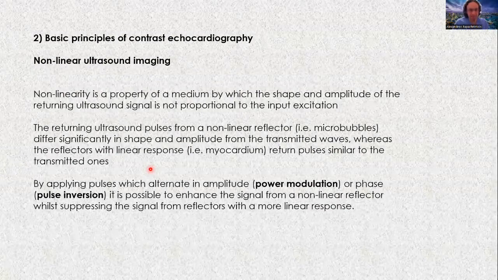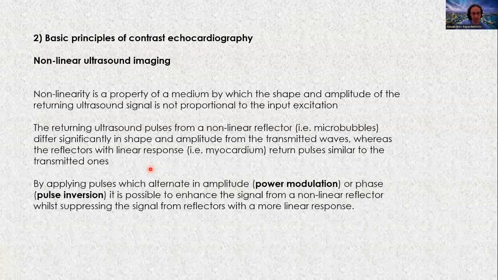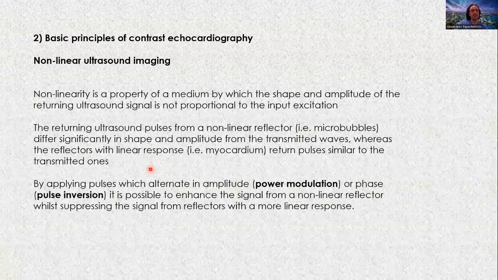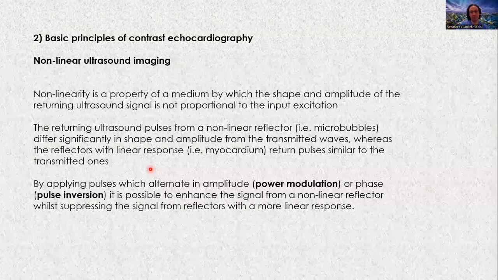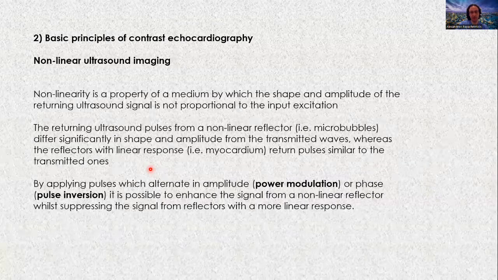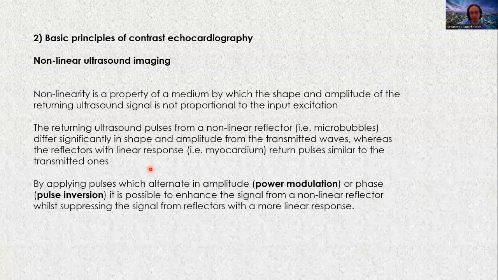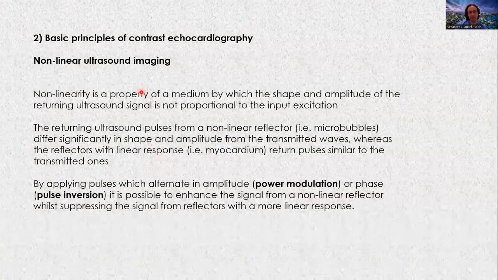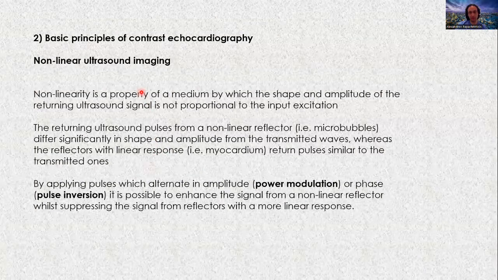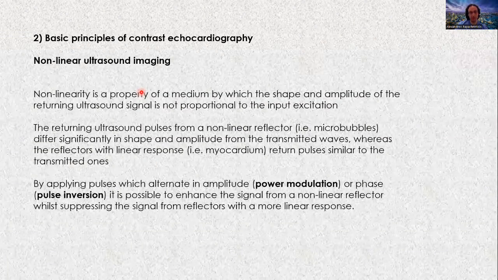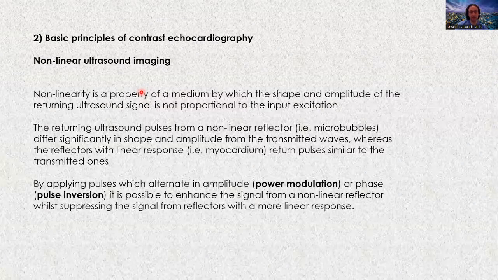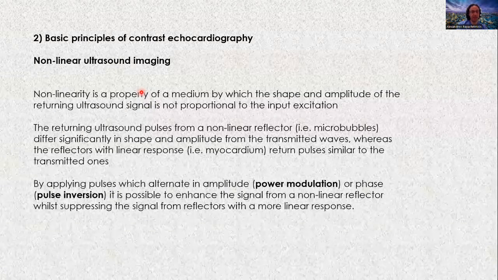Now, when we're talking about the basic physics of contrast echo, the first thing that comes up is non-linear ultrasound imaging. And when we say non-linearity, we mean a property of a medium by which the shape and the amplitude of the returning ultrasound signal is not proportional to the input excitation. This may sound a bit complex, but it's not. It just means that the returning ultrasound waves from a non-linear reflector, like the microbubbles, differ significantly both in shape and amplitude from the transmitted waves, whereas reflectors with linear response, like the myocardium, return waves similar to the transmitted ones. I'll show you a figure to explain that down the line.